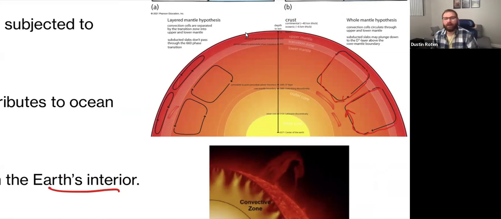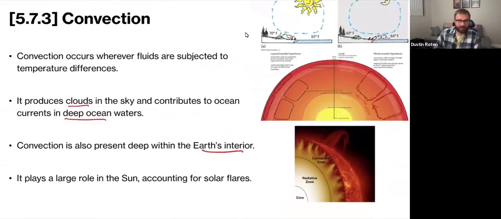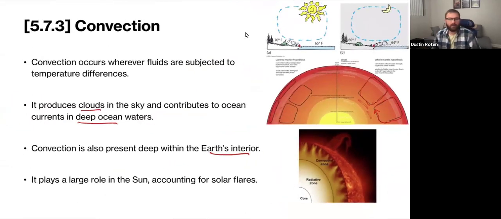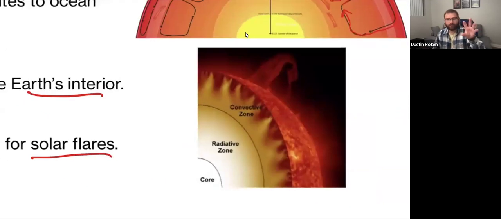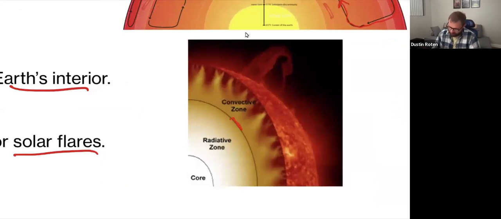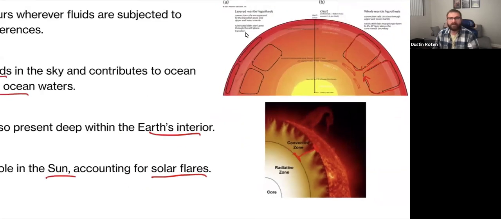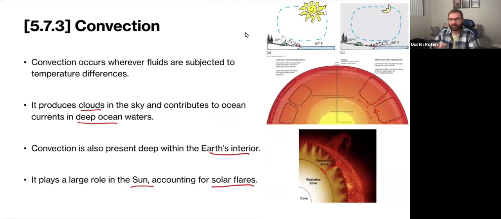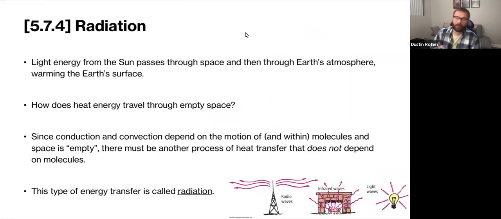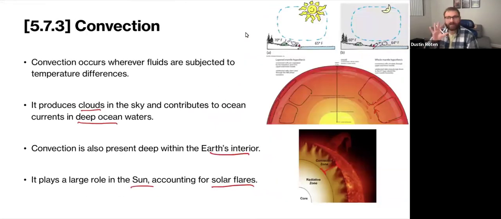That's where we get our lava traveling up to the volcanoes, that kind of thing. It also plays a large role in the sun. It accounts for solar flares. And you can actually see in the layers of the sun, we have an entire layer that we call the convective zone, where there's so much churning on the surface happening. All right. So that's everything we need to talk about for conduction and convection.